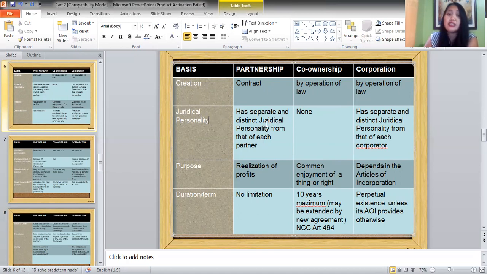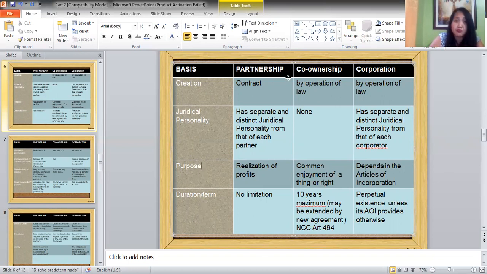Partnership has a separate and distinct juridical personality from that of each of the partners. So, may separate siya na personality. Ang co-ownership, wala. Corporation, meron din. May separate and distinct juridical personality naman siya sa kanyang mga corporators. Sino yung mga corporators? Yung mga persons who decided, who are responsible for the creation of the corporation. Yan.